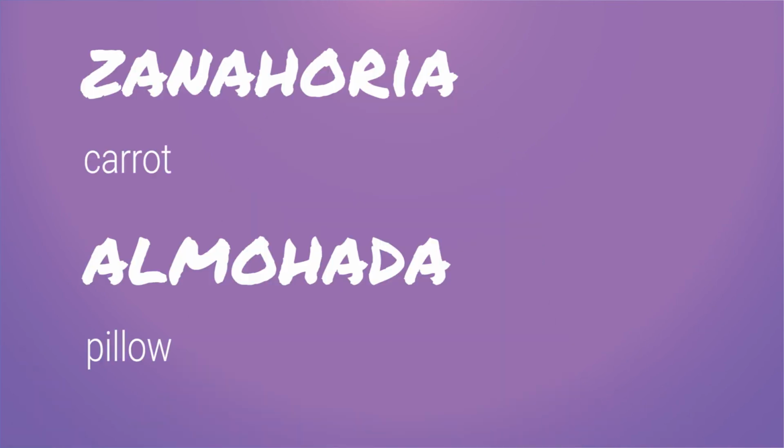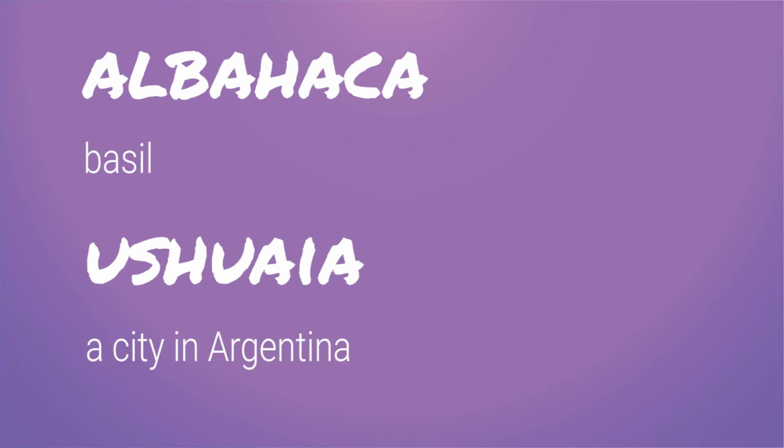So the only case in which we're going to have a pronunciation with the letter H, it's when it's after the letter C. That's it. If not, it will always be silent, even when you can find it in the middle of the word, like in zanahoria, carrot, almohada, pillow, albahaca, basil, always silent.